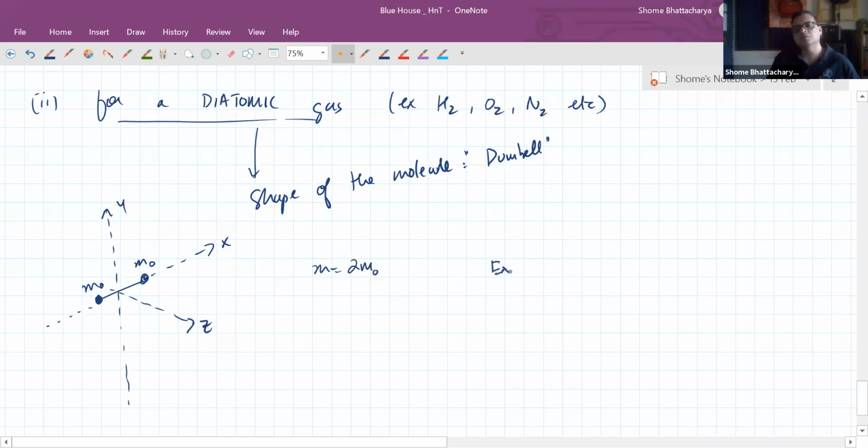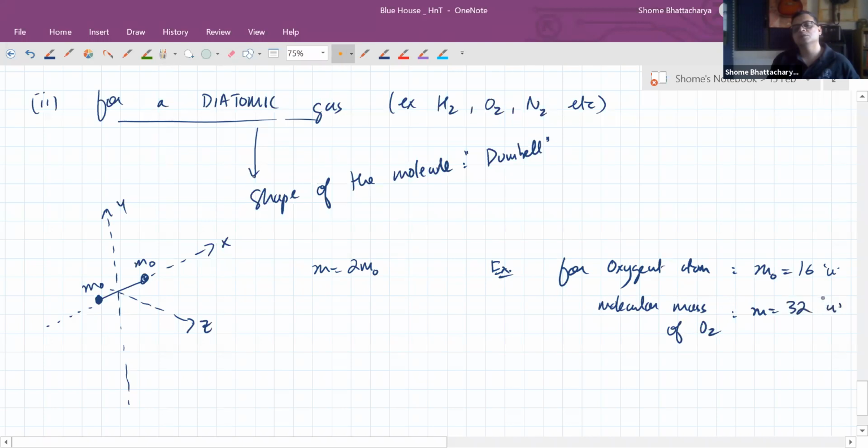So for example, for an oxygen atom, the atomic mass is 16 atomic mass units. So the molecular mass of O2 will become 32 atomic mass units. So the molar mass of O2 will become 32 grams.